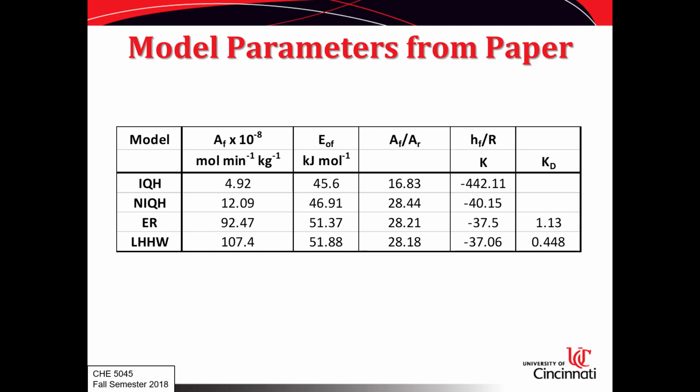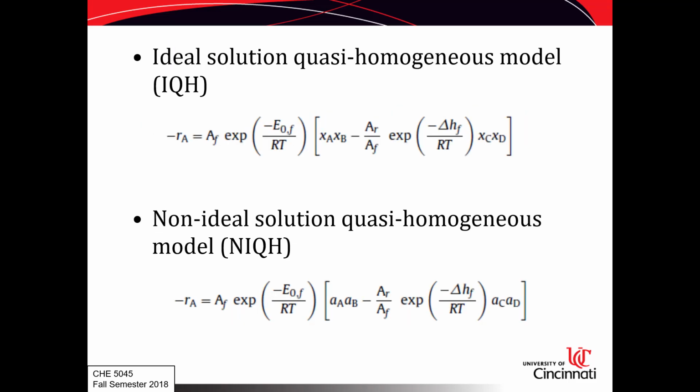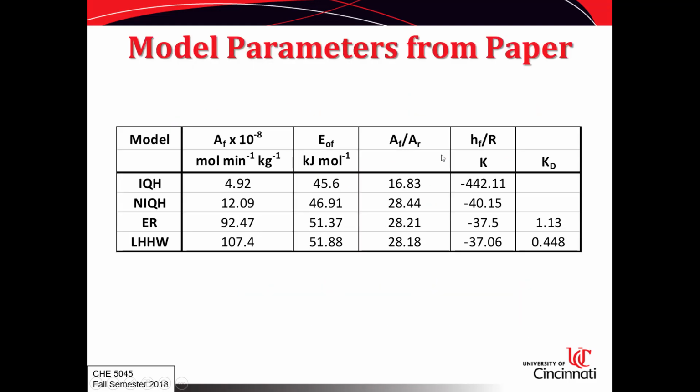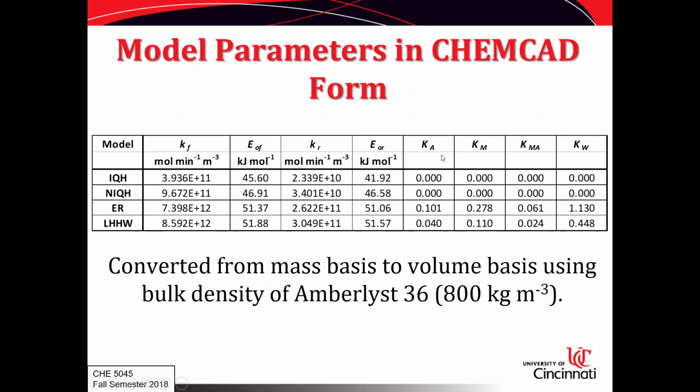And you might remember that the reverse rate constant is just the forward rate constant with this ratio of the A's and this heat of reaction term. So I went ahead and did all those calculations and ended up with the values you see here, which are what we'll put into CHEMCAD as our model parameters. And you can see now I've written each of these in terms of the pre-exponential factor and the activation energy for the forward and reverse reactions, and then the adsorption constants.